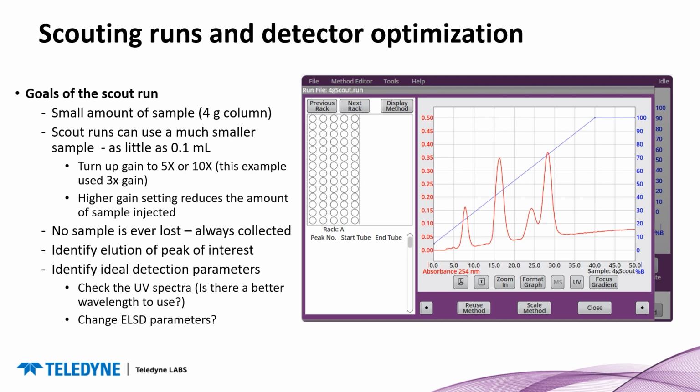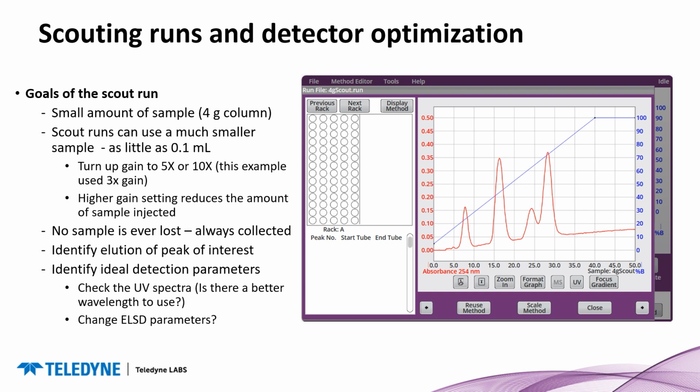The goal of the scout run is to use only a small amount of sample. Scout runs can use a much smaller sample than the prep run, as little as 0.1 mL, and I suggest that it be injected onto the column directly using the column injection port on a flash system. You can turn up the gain to 5 or 10x. In this example, use 3x gain, and that means that you use less sample. And no sample is lost if you use the fraction collector.